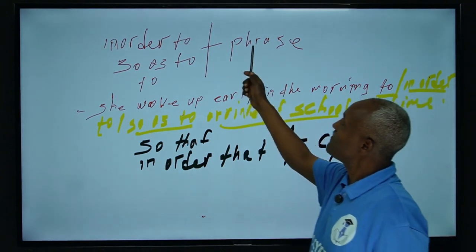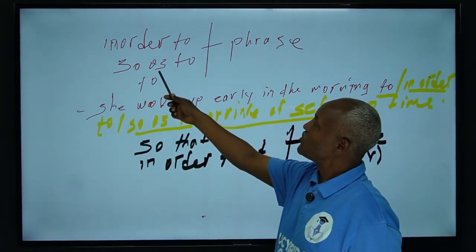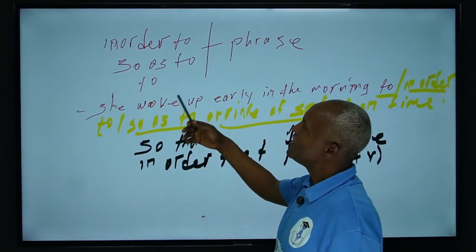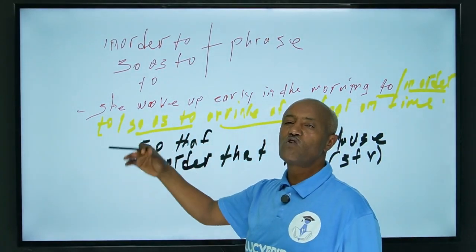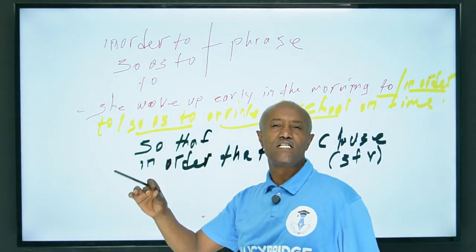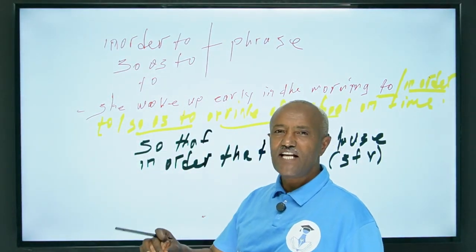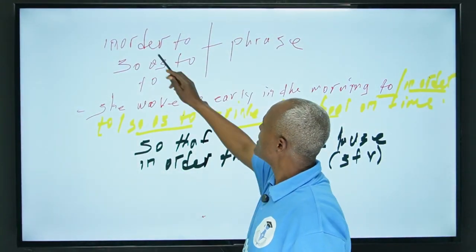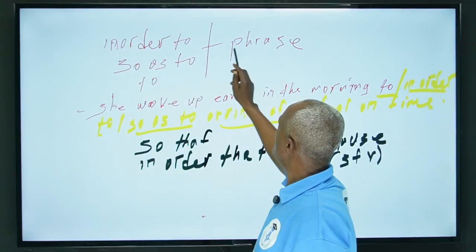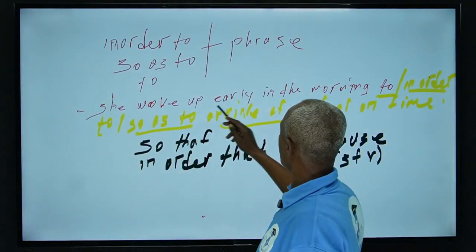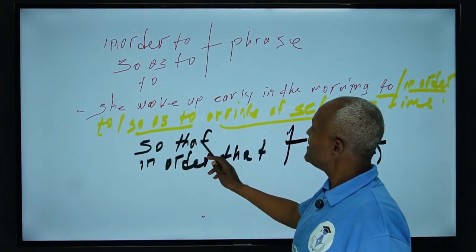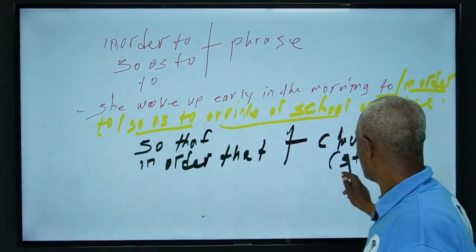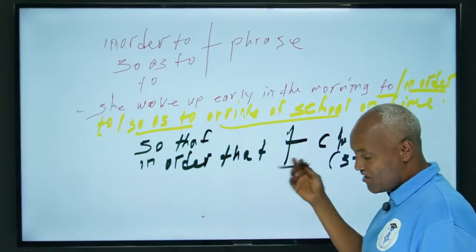But if it is a phrase, that means in order to, so as to, in the note I already gave you, you can refer in detail, but I want to state for you how very simple it is when you intend to state this purpose with the appropriate structure or pattern. In order to, so as to are followed by a phrase. But if it is so that and in order that, it is followed by a clause. When we say clause, minimum subject plus verb. I hope you are very familiar.